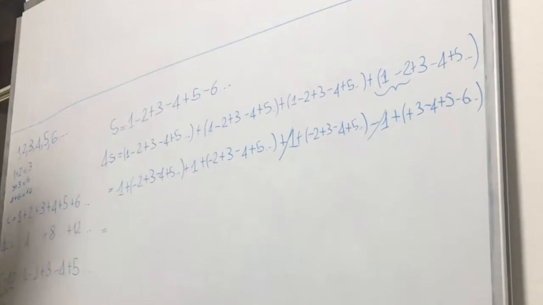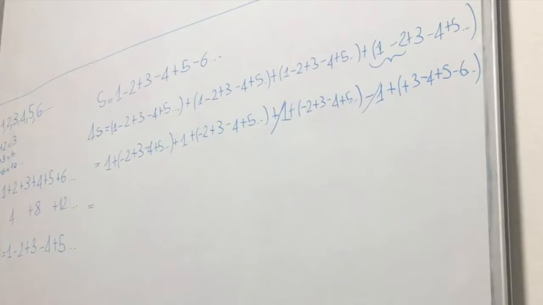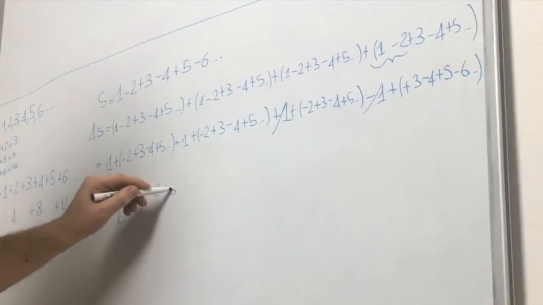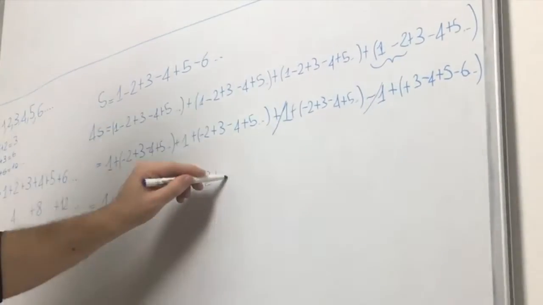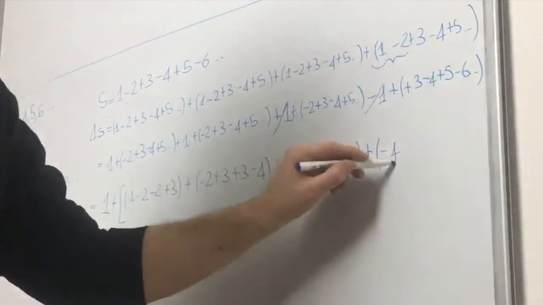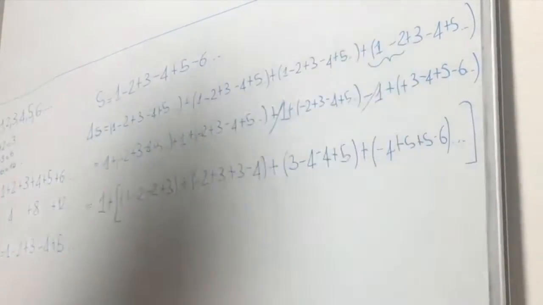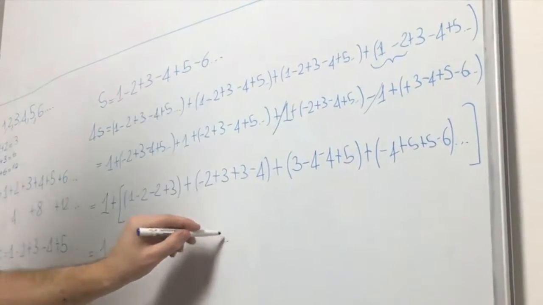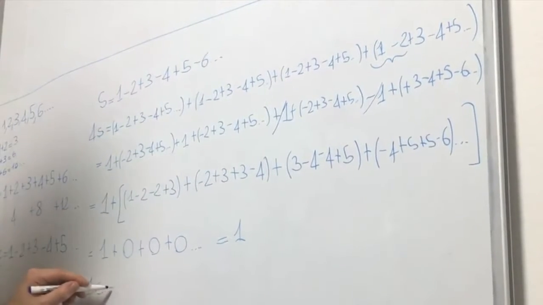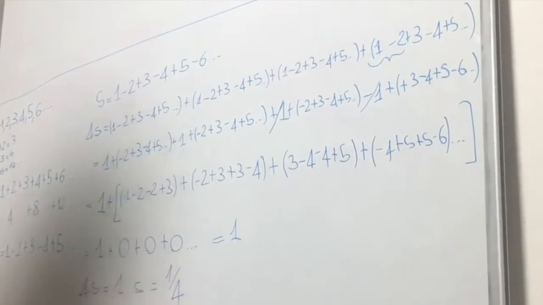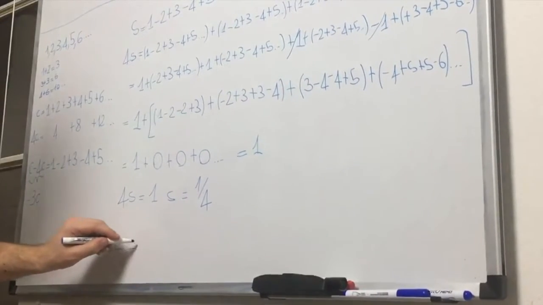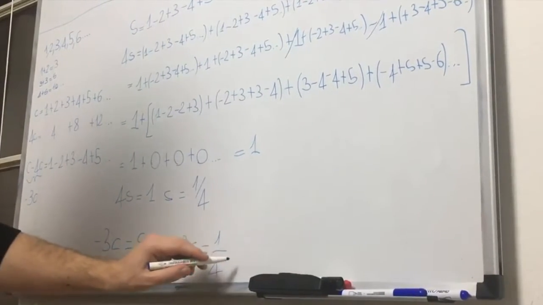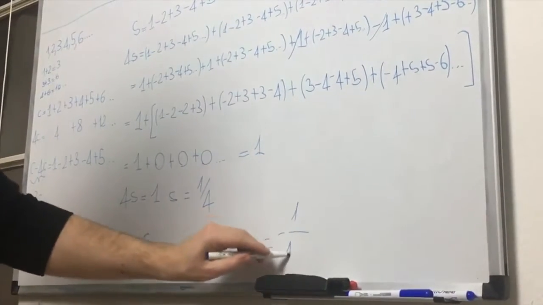There is a smart way to rearrange all the numbers that appear above in a way such that we have 1 plus a lot of terms which are actually 0. So for example, we have minus 4 plus 5 minus 6, which is exactly 0. All of the terms we wrote are 0. So we have 1 plus 0 plus 0 plus 0 and so on, which is just 1. So 4S is equal to 1, which implies that S is 1 over 4. But minus 3C is S, so minus 3C is 1 over 4. C is minus 1 over 12.